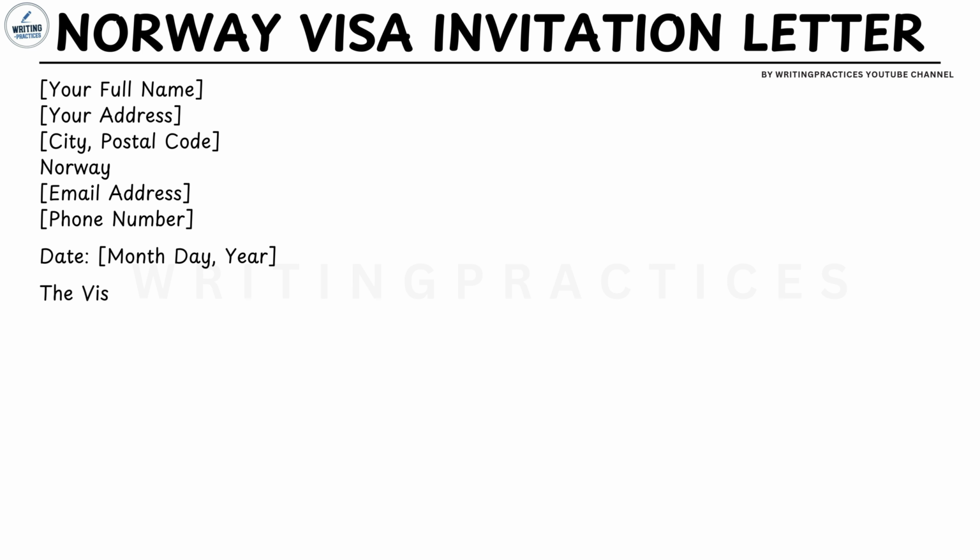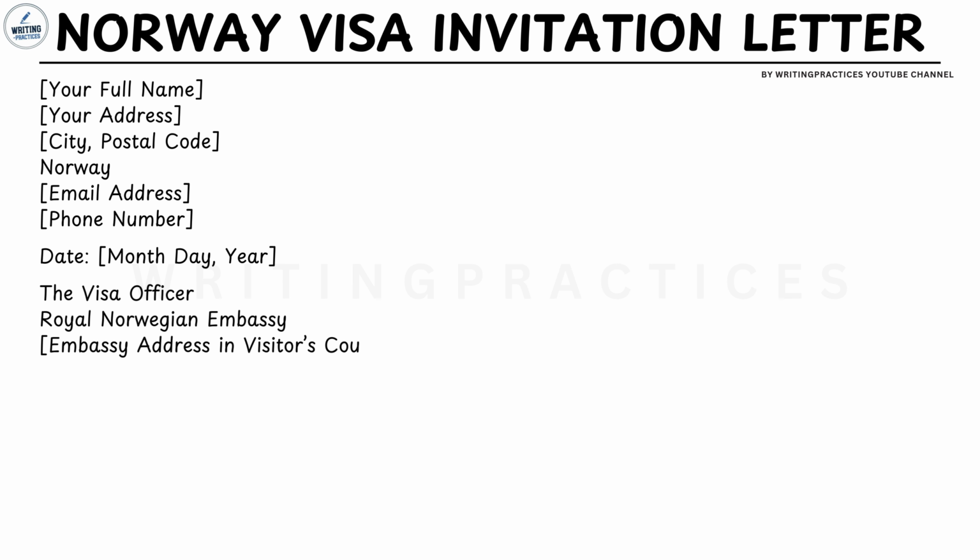Embassy details. Now address the letter to the visa officer at the Royal Norwegian Embassy. Include the embassy's full address, which should be in the visitor's country. For instance: the Visa Officer, Royal Norwegian Embassy, embassy address in visitor's country, city, country. This step ensures the letter reaches the correct department for review.